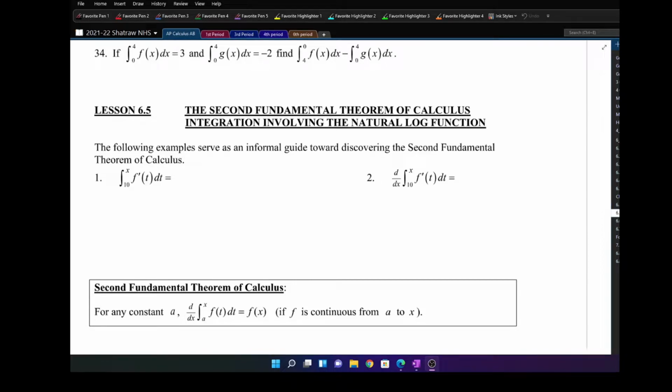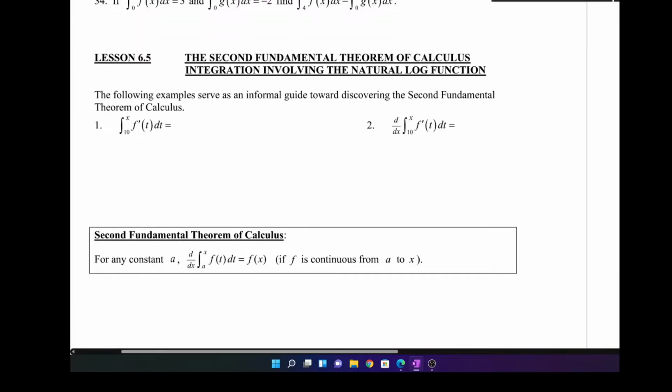Welcome to 6-5, the second fundamental theorem of calculus, integration involving the natural log function.